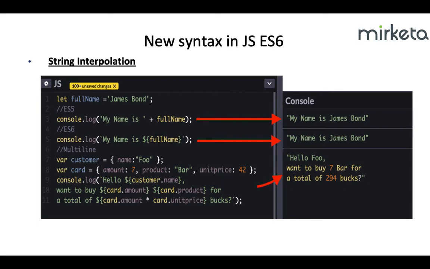If you see the code here, in ES5, we have to use the plus sign to concatenate the strings. But in ES6, we can embed values within the string. Likewise, we can use it for multi-line strings. See the code lines from 7 to 11, how we can easily access different object variables and do some calculation within the string as well.